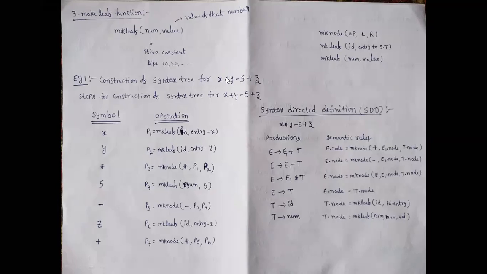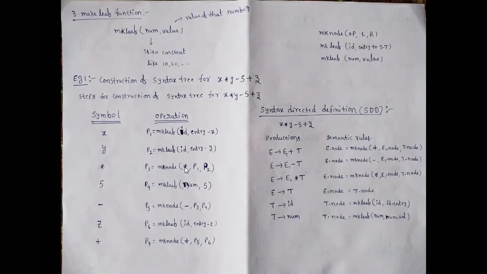Then we consider star. Here this is x and this is y. The x becomes the left child of star, and y becomes the right child of star. Star is an operator, so which function are we using? The make node function, mk node.